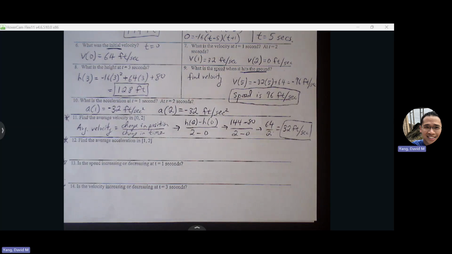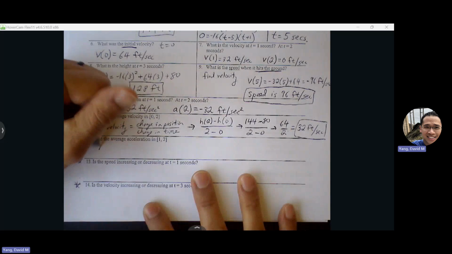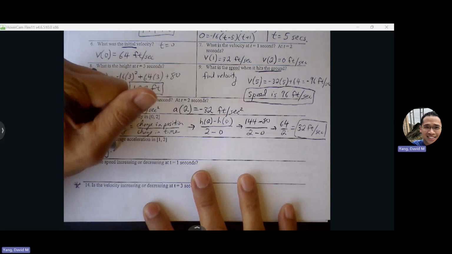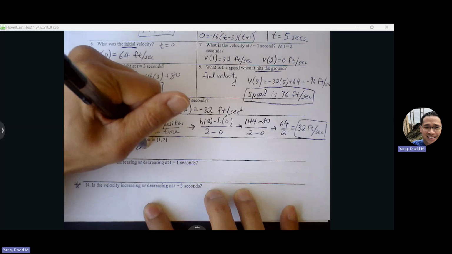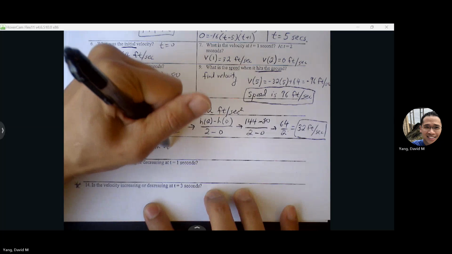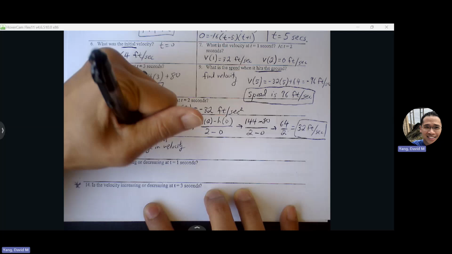Same thing here, average acceleration. If you had to guess, what's the definition for average acceleration? Yeah, change in velocity over the change in time.